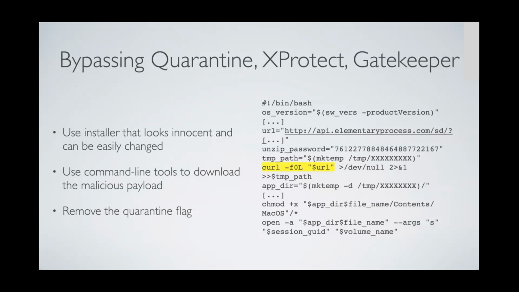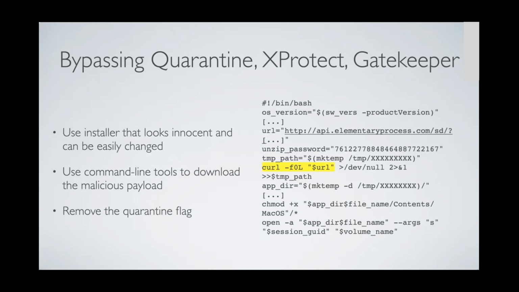So we've talked all about what Apple is doing to protect you. Let's take a look at how the bad guys are getting around all of that stuff. If we look at bypassing quarantine, XProtect, and Gatekeeper, if you remember, those all depend on that quarantine flag being there when you first open an app. There are a few things that the bad guys do to get around this.